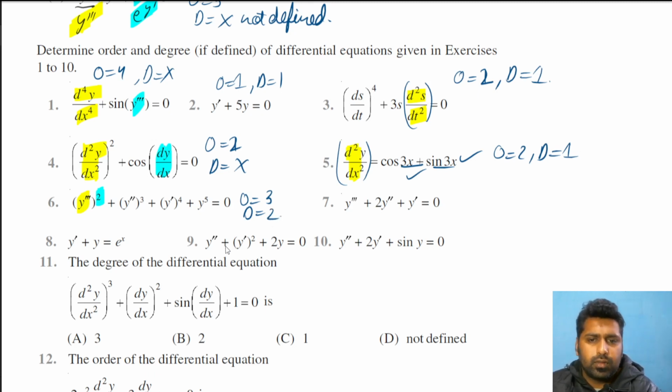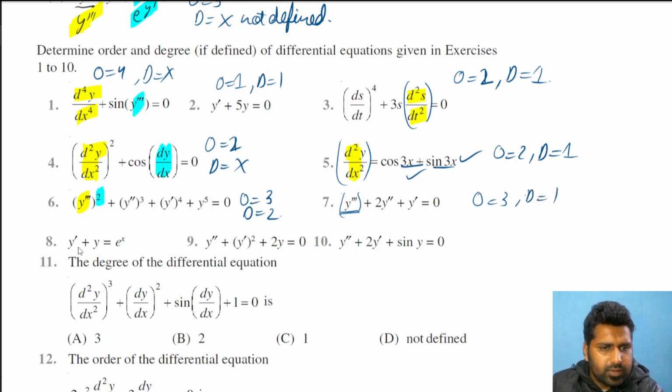Okay. Same thing here also. y triple dash, order is 3. What is the power? Nothing mentioned. That means degree is 1 here. This one again, e raised to power x is there. x is okay. e can be involved with x or y also. Okay. The highest order derivative is y dash. So order is 1, one time differentiation. Degree is defined and what is the power? Power is also 1.